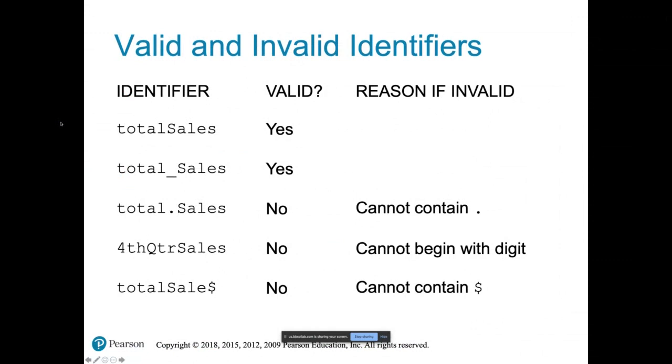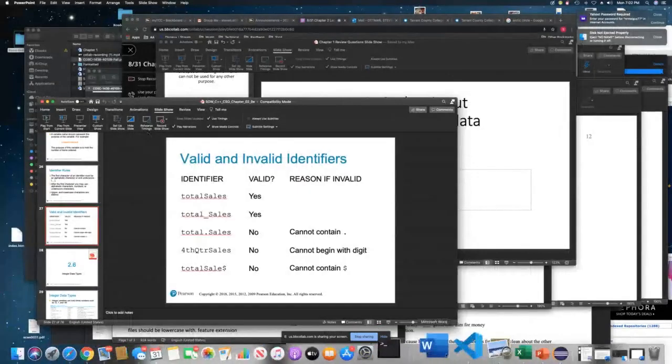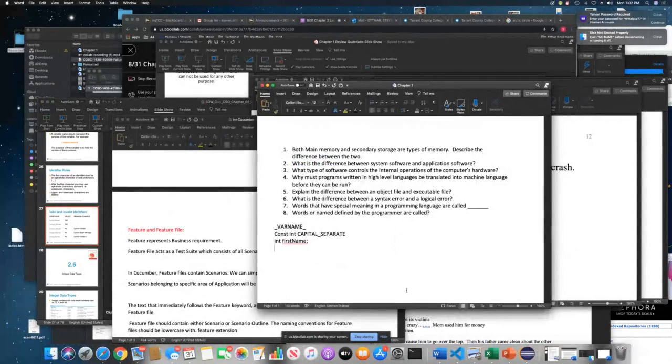So here's some examples of valid and invalid. As you can see, none of these are reserved words. Oh, but I meant to do this too. This is a keyword, but it doesn't stop me from doing this, because one of the rules was lowercase and capitals are treated differently.